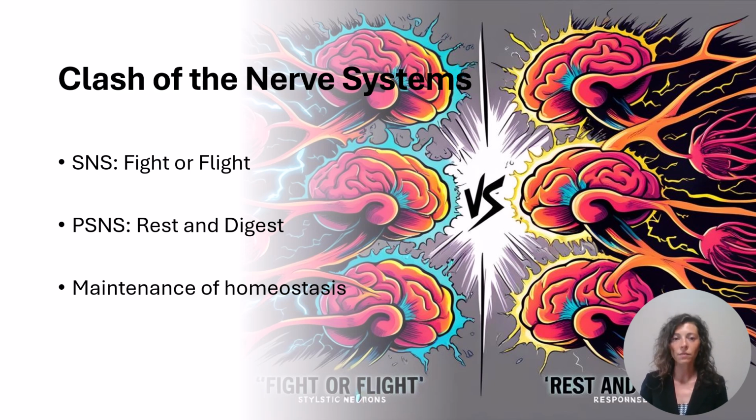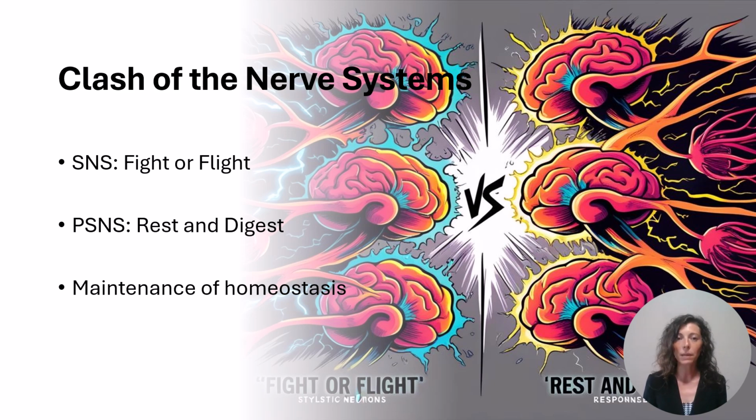Now let's compare the two major branches of the ANS, the SNS and the PSNS. The sympathetic nervous system is often characterized as the fight-or-flight system. When activated, it increases heart rate, dilates your airways, and mobilizes energy reserves, all responses necessary in stressful or emergency situations. I like to think of this system as sympathetic to your immediate survival.